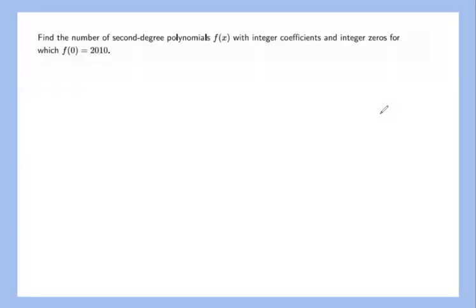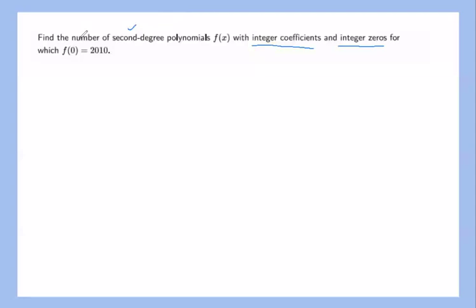So we have another AIME problem now. This is number 10. The number of second degree polynomials f of x with integer coefficients and integer zeros for this polynomial, such that f of 0 is 2010.